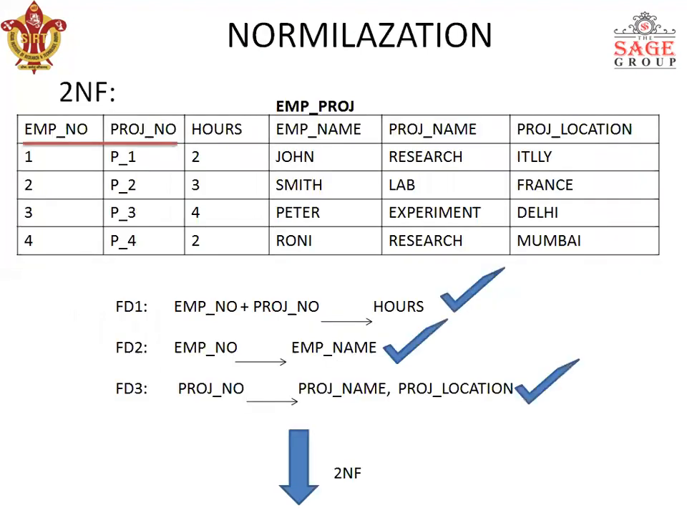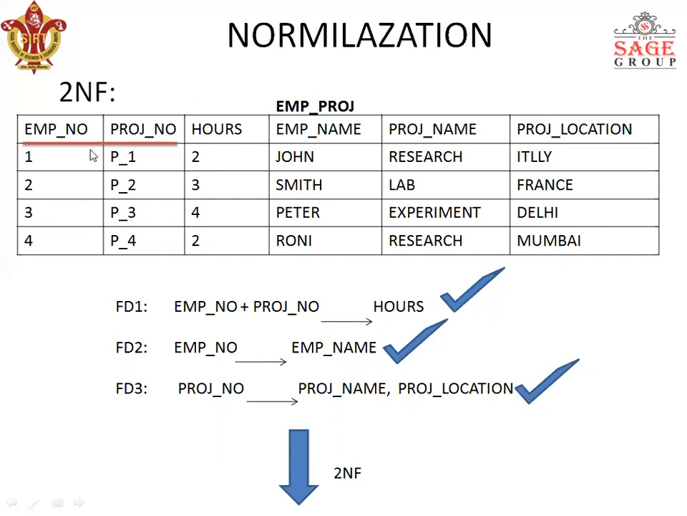If we talk about the second normal form, here we have an employee project table, which has 6 columns: employee number, project number, hours, employee name, project name, and project location. As per the rule of second normal form, all the attributes should be fully functionally dependent on the primary key. So here we made 3 functional dependencies.